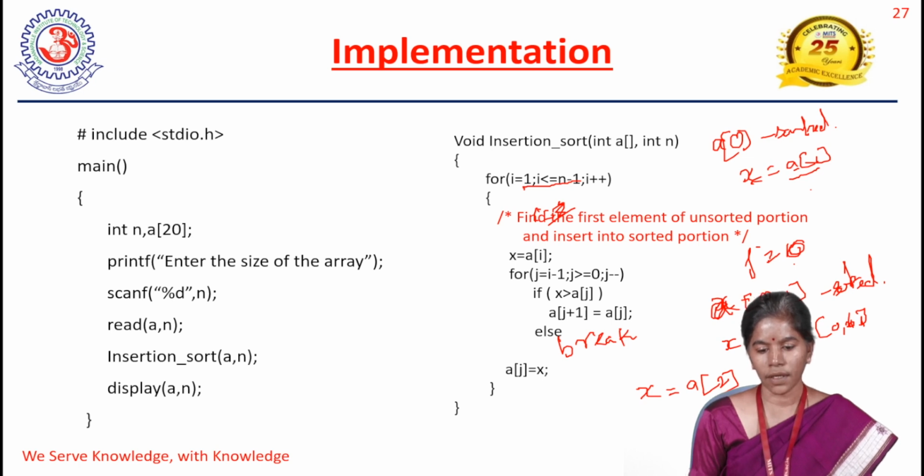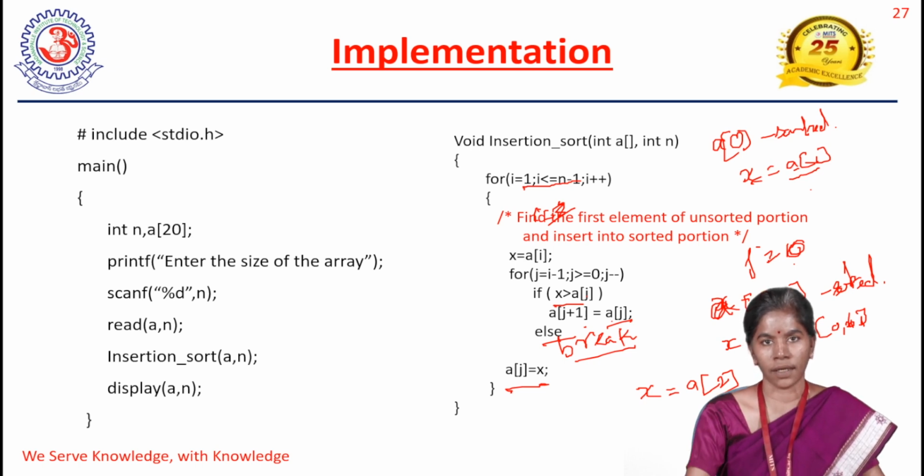We can see that until x is greater than A of j, we do the movement. The element at index j is moved to index j plus 1 position. Once x becomes not greater than A of j, then we go into the else, and we break. So the for loop breaks and x is inserted into A of j. So this is how it is done.